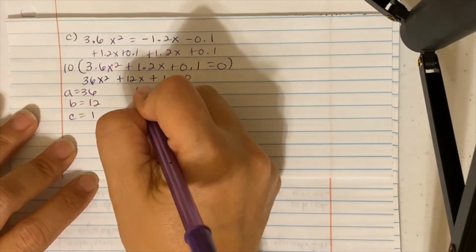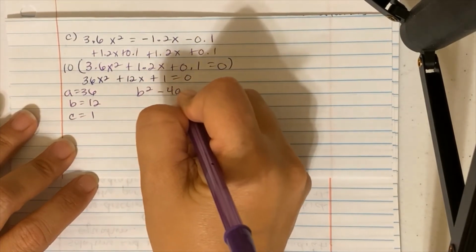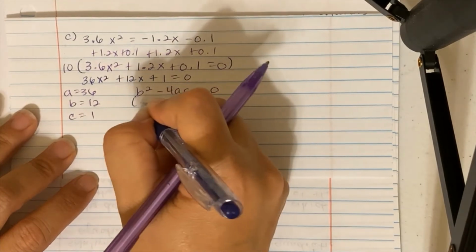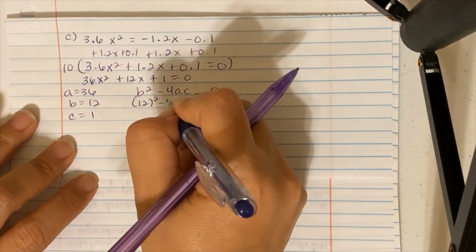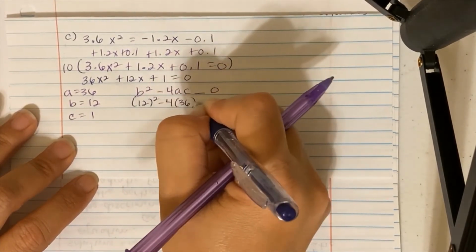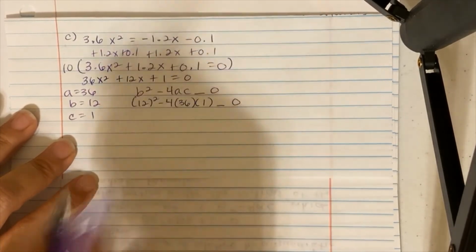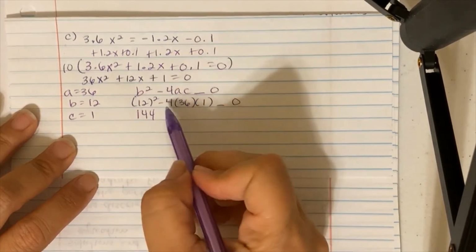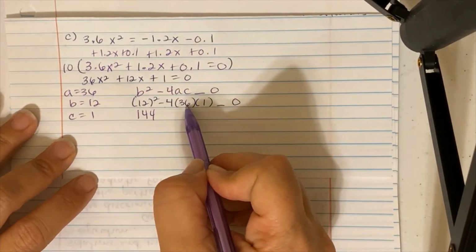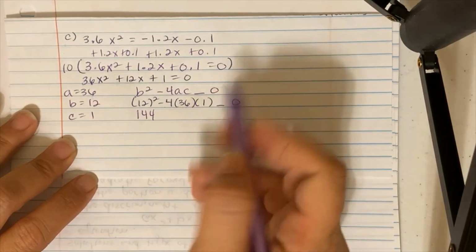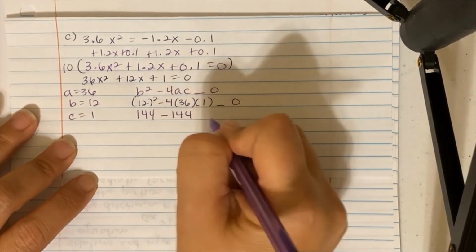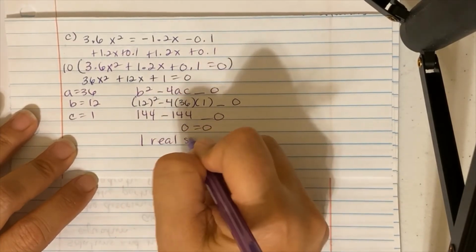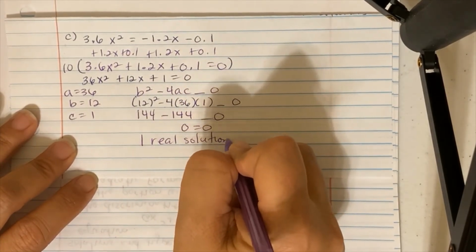Again, your equation, b squared minus 4ac underscore 0. B happens to be a 12 squared minus 4 times a 36 times a 1 underscore 0. 12 squared is 144. Negative 4 times positive 36 is a negative 144 times a 1 is still negative 144. So we get 0 equals 0. So we have one real solution, which means it's a double root.